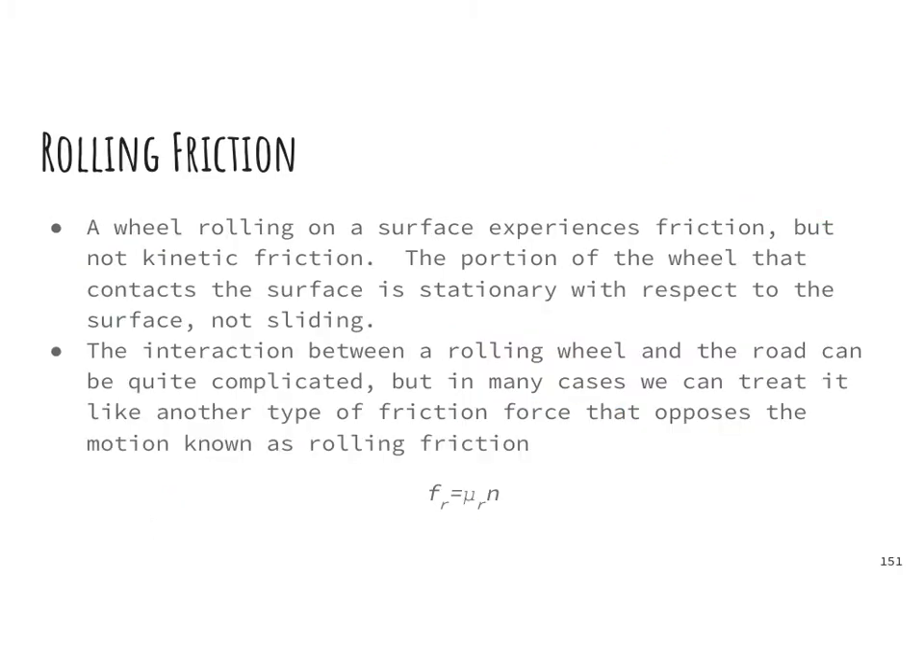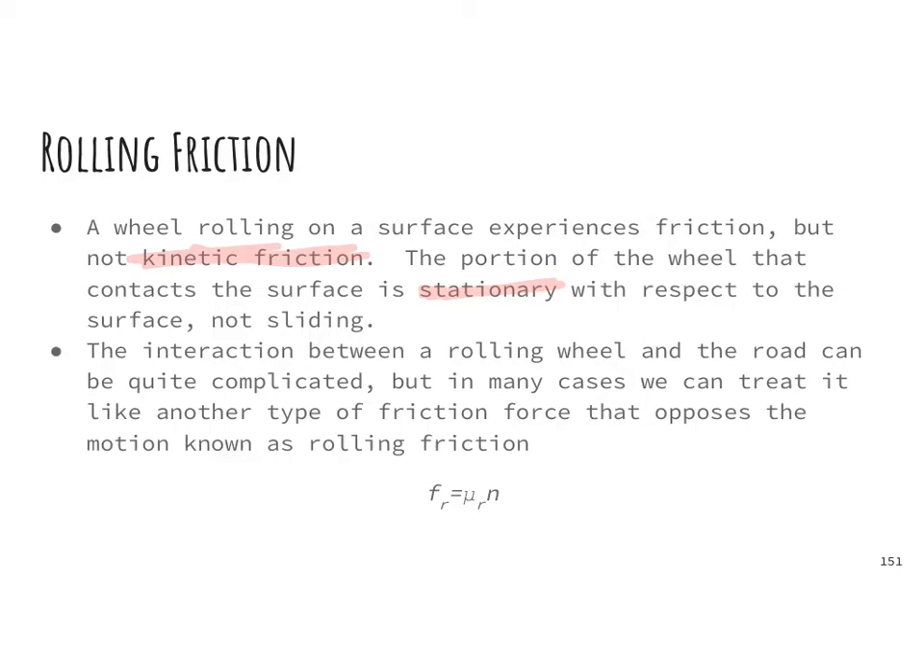There's also this concept of rolling friction, and this is a very difficult kind of thing to think about, but it makes sense. When a wheel is rolling on a surface, there has to be some type of friction. The wheel is pivoting around a point. Kinetic friction has to deal with the sliding of something across a surface, so that's actually not a good representation. There is a small part of the wheel in contact with the surface that is stationary with respect to the surface, so it's not sliding.